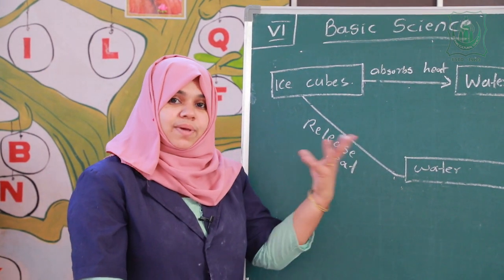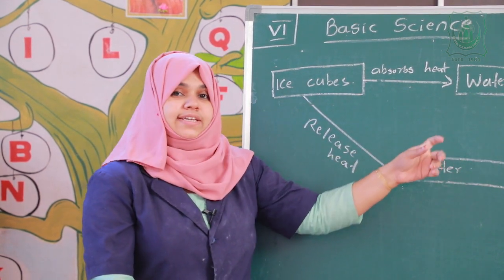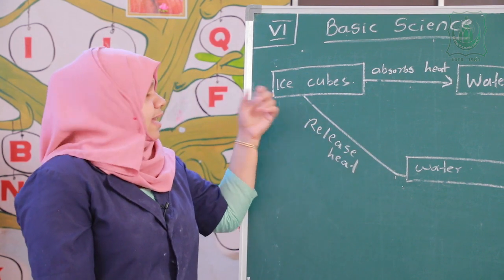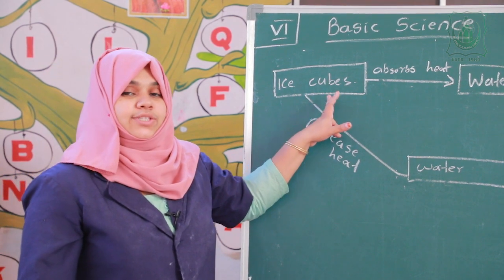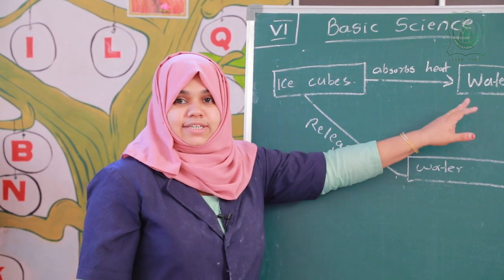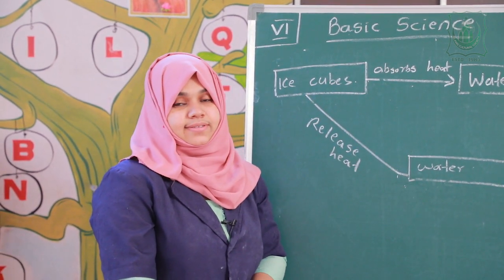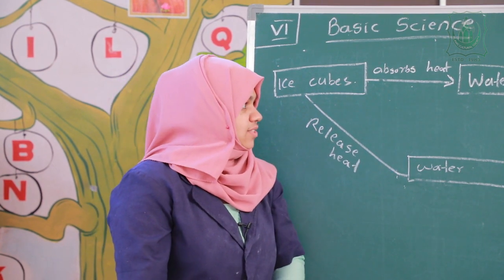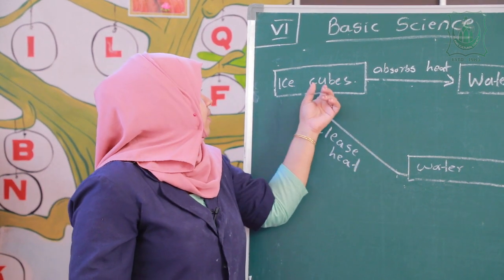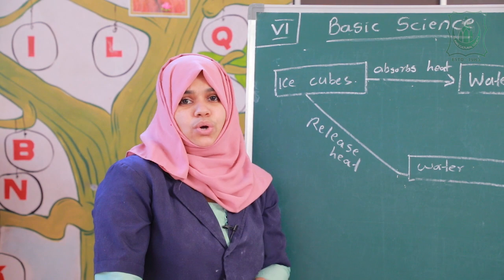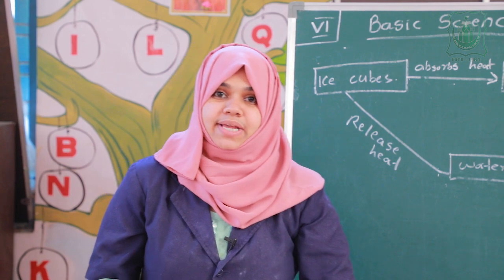Okay, got it? Absorbing heat: ice cube into water and water into steam. Releasing heat: steam into water and water into ice cube. Ice cube is the solid state, water is the liquid state, steam is the gaseous state. Which one has more energy? Steam, the gaseous state. Which one has less energy? Ice cube, the solid state. I hope all of you understand today's class.